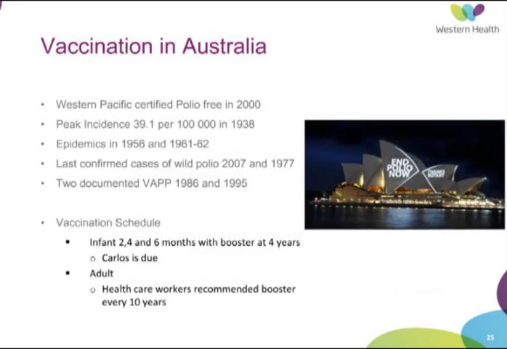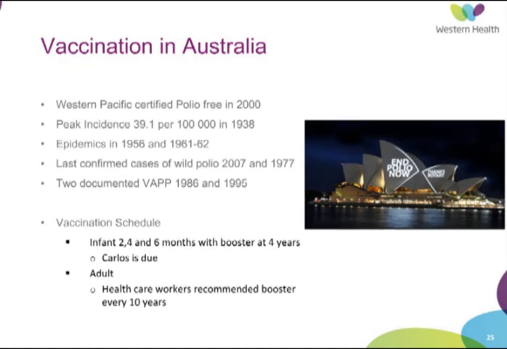So polio in Australia: the Western Pacific region was certified polio-free in 2000. The peak incidence was in 1938, where we had 39.1 cases per 100,000 population. We had significant epidemics in 1956 and 1961. The last confirmed cases of wild polio were in 1977 and 2007, and these were both imported cases from Turkey and Pakistan. And we've had 2 cases of vaccine-associated paralytic polio in 1986 and 1995. This is when we then changed to the inactivated polio virus, the injection. So this is not something we see these days.